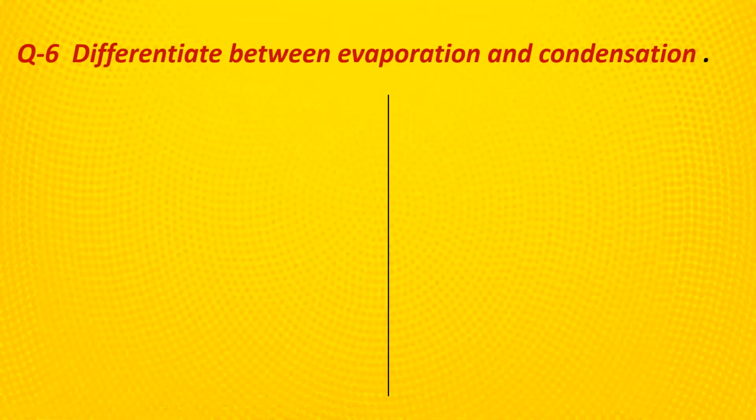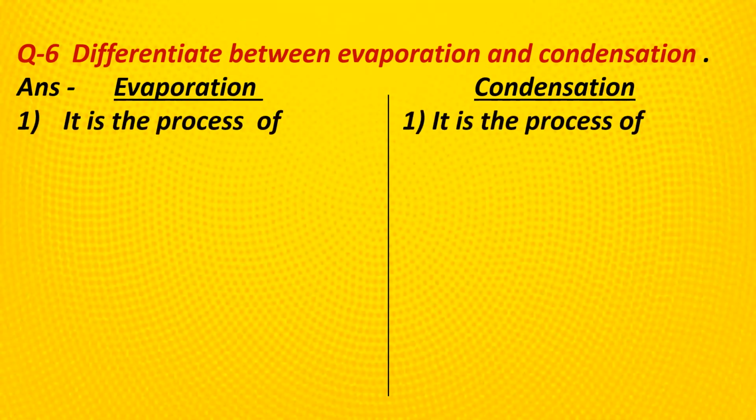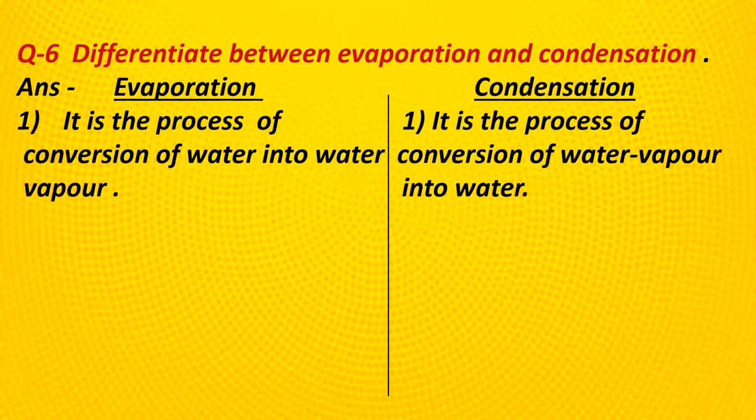Question number 6. Differentiate between evaporation and condensation. Evaporation and condensation, what is the difference? Evaporation. It is the process of conversion of water into water vapor. In evaporation, water is converted into water vapor.